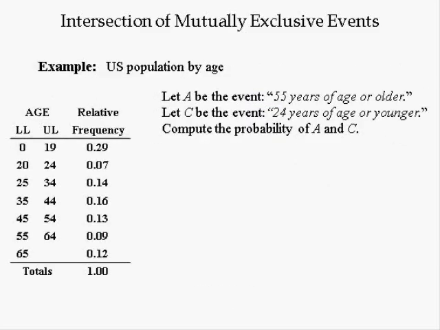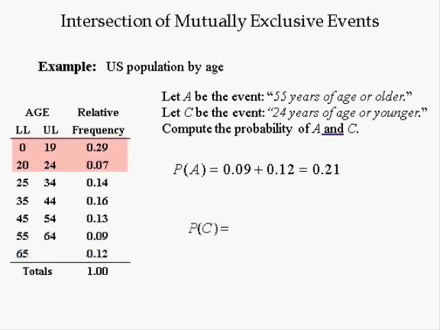Let A be the event 55 years of age or older. Let C be the event 24 years of age or younger. Compute the probability of A and C. The blue box identifies the sample points in event A and their probabilities. The probability of A is the sum of its sample points' probabilities, which is 0.21.